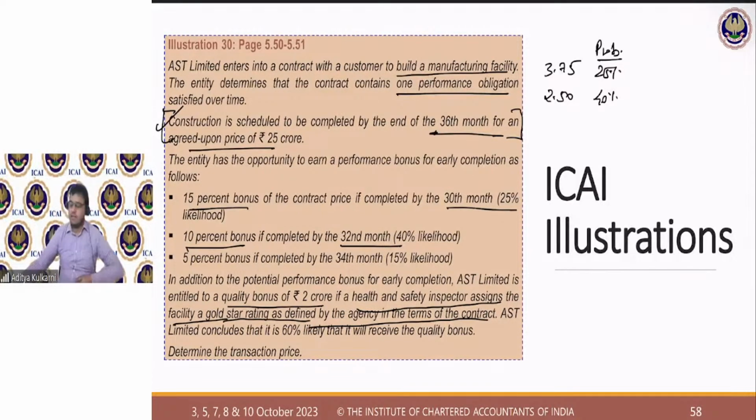And then the last one is 5% bonus. 5% bonus means 1.25. Am I right? And what is the probability of this? 15%. Look at the probability: 25 plus 40, 65 plus 15, 80%. It should be 100, right? So there is another 20% for which you are having no requirements. Okay. So therefore it's kept as 0.